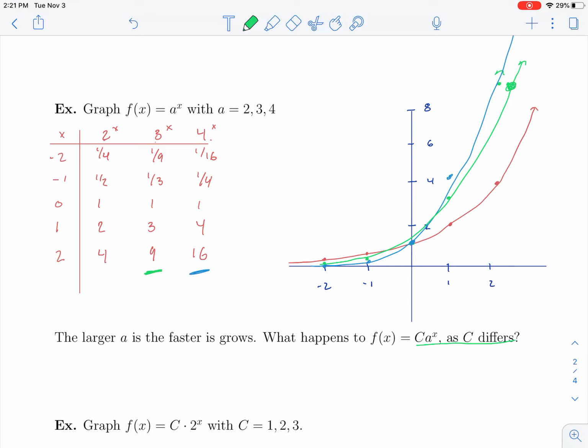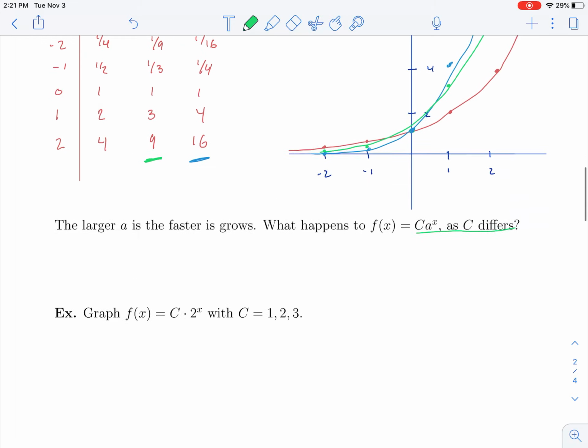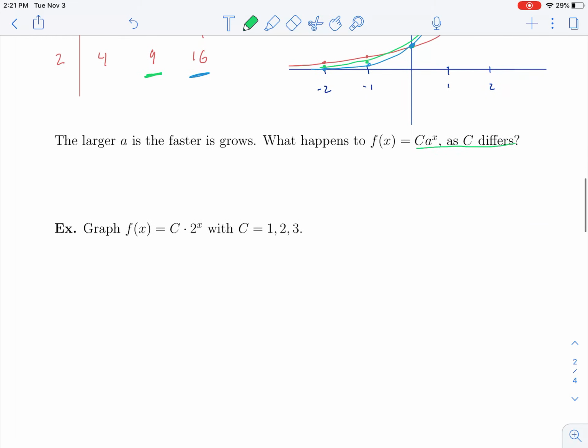So as we change c, let's graph f of x equal to c times 2 to the x, with c equaling 1, 2, and 3.